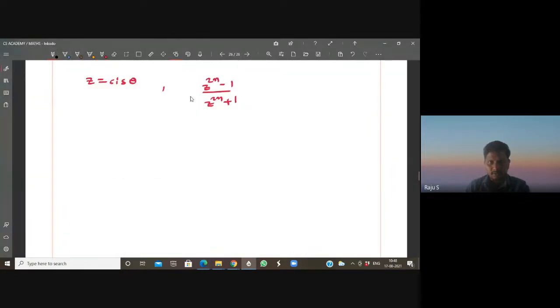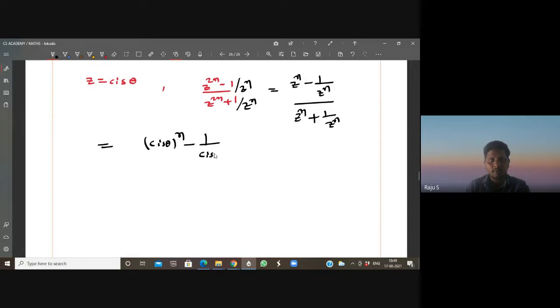Okay, right. See here, I want to do one thing. I want to divide numerator and denominator by z power n. So when I divide each term by z power n, shall I write z power n minus 1 by z power n, by z power n plus 1 by z power n. Okay, now you can substitute cis theta. Cis theta whole power n minus 1 by cis theta whole power n, by cis theta whole power n plus 1 by cis theta whole power n.